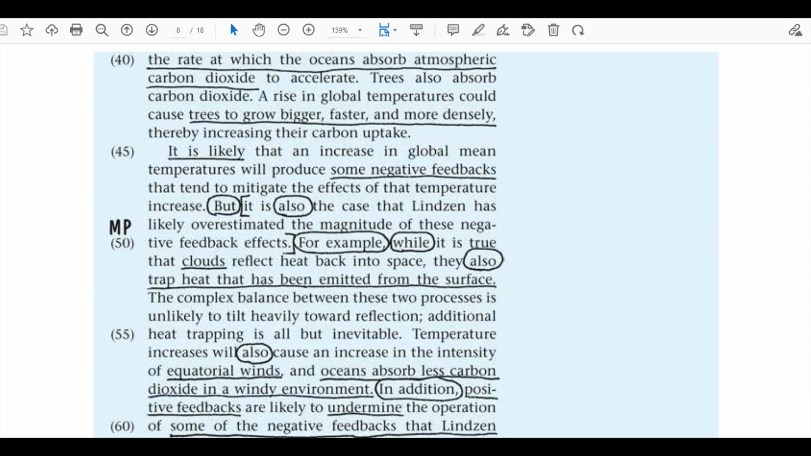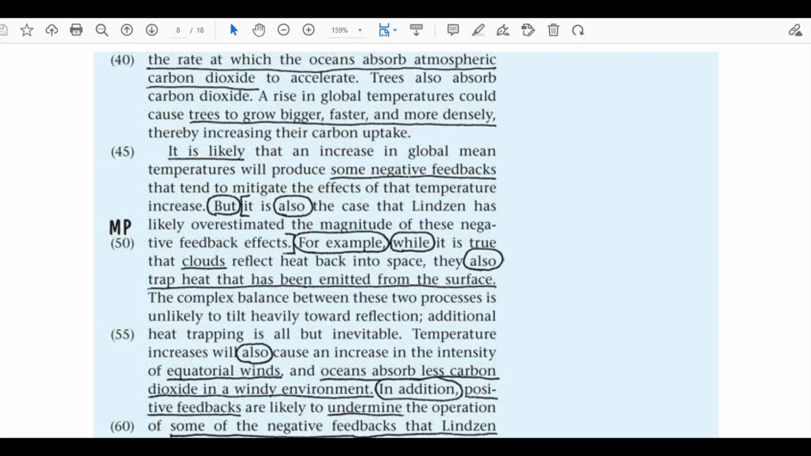Trees also absorb carbon dioxide. A rise in global temperatures could cause trees to grow bigger, faster, and more densely, thereby increasing their carbon uptake. It's likely that an increase in global mean temperatures will produce some negative feedbacks that tend to mitigate the effects of that temperature increase. But it's also the case that Lindzen has likely overestimated the magnitude of these negative feedback effects. For example, while it is true that clouds reflect heat back into space, they also trap heat that has been emitted from the surface.